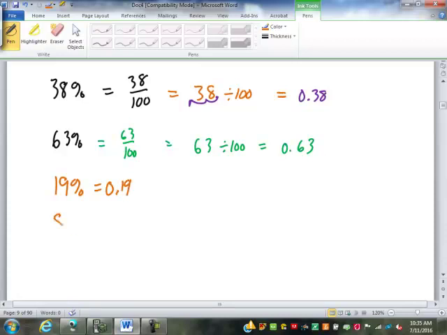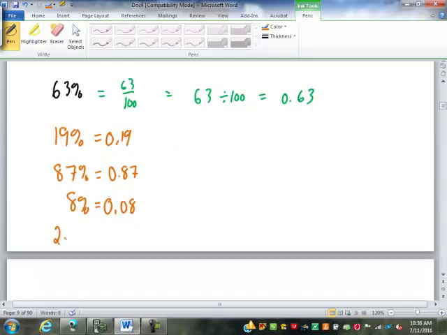0.19. 87%, what's that as a decimal? 0.87, good. 8%, what is that as a decimal? 0.08, good. 250%, what is that as a decimal? 2.5, good.